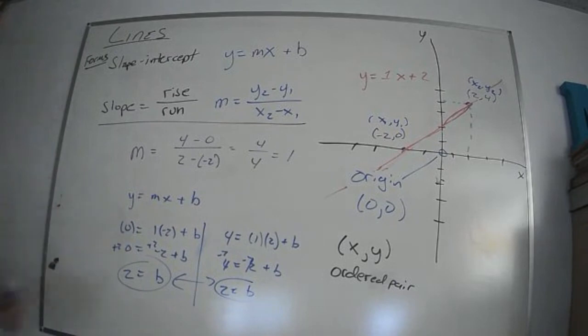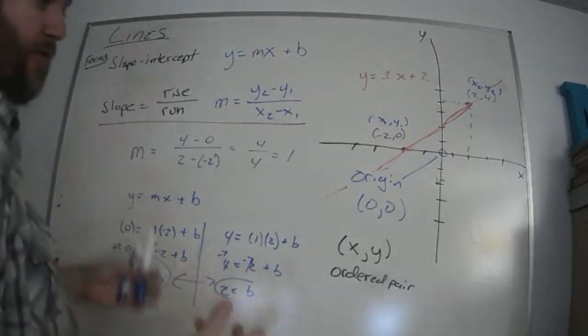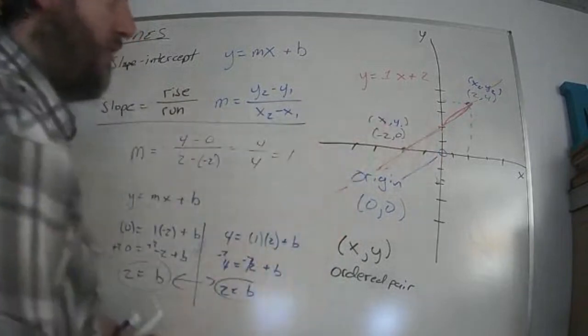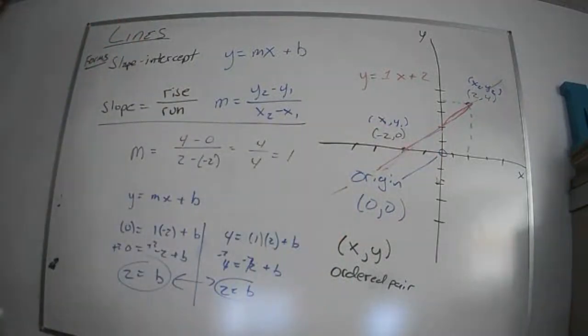Every point on this line works. And the other useful thing about this line for this example is that you can clearly see that it goes through the point 0, 2. Which is what it should. If the y-intercept is 2, then it better go through that point, y equals 2. And here we can see it does.